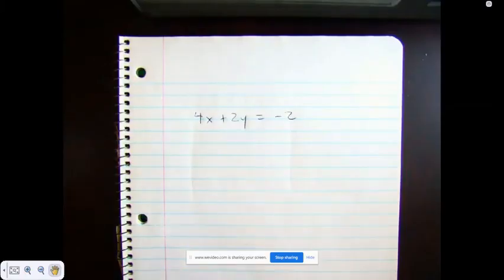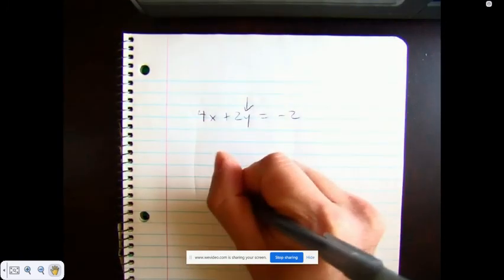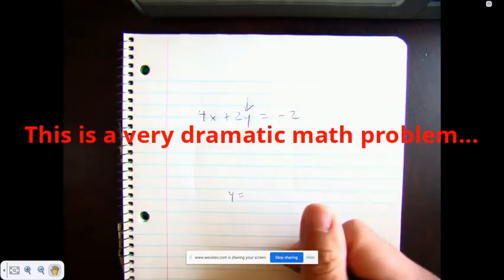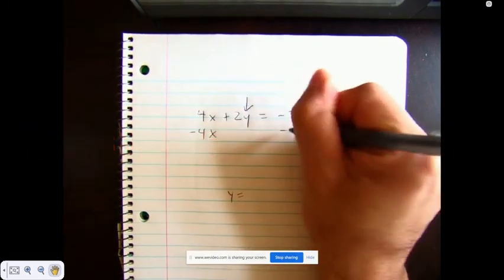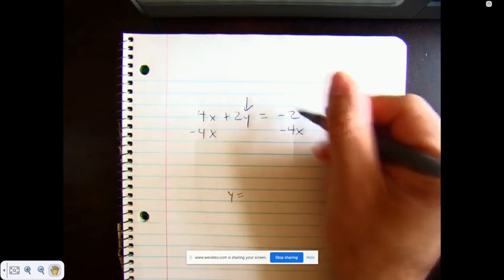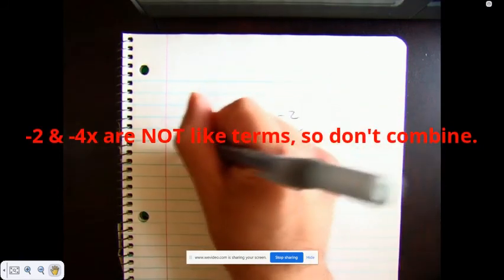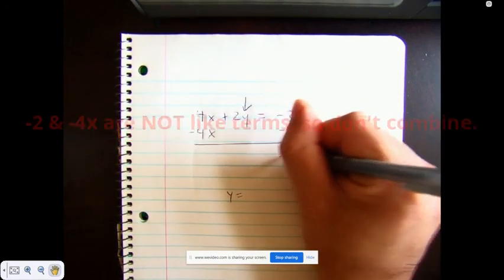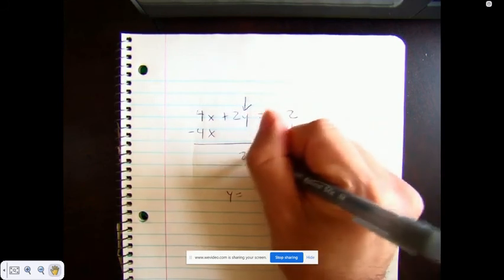So once again, what we're trying to do is solve for y in order to convert this into y equals mx plus b form. So what I'm going to do is start by subtracting 4x from both sides. And what you should remember is that since this does not share an x with the other value, they are not like terms, which means I'm going to go ahead and write these next to each other. And then I'm going to bring down the 2y.